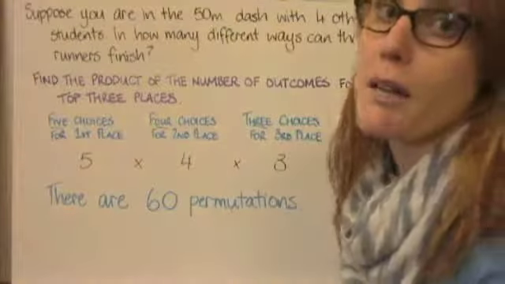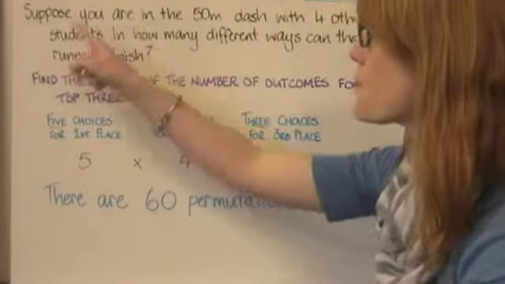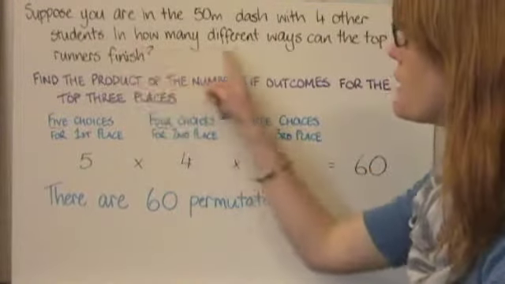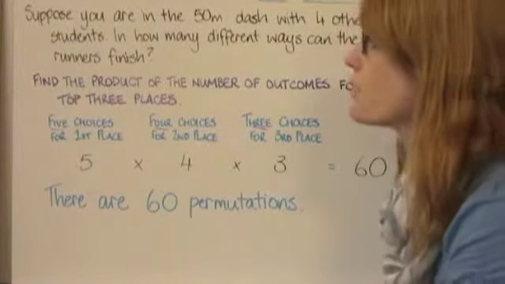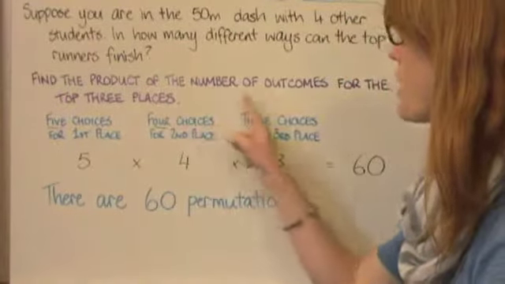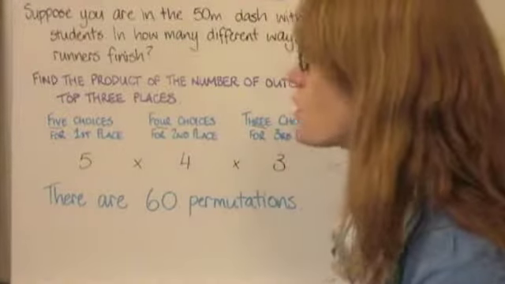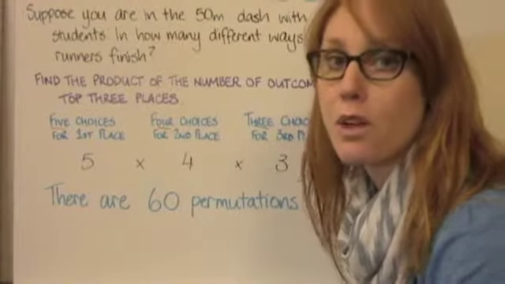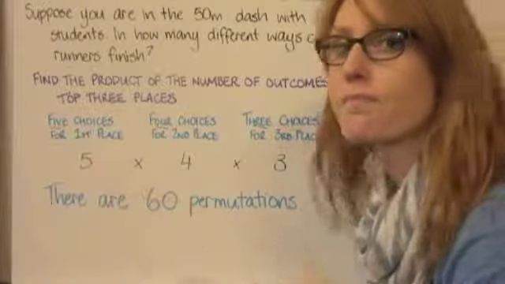I can also apply my knowledge of the counting principle to find permutations. Suppose you are in the 50-meter dash with 4 other students. In how many different ways can the top 3 runners finish? So I would find the product of the number of outcomes for the top 3 places. So if I'm running a race with 4 other students, that means there are 5 people total in the race. That means there are 5 choices for first place.